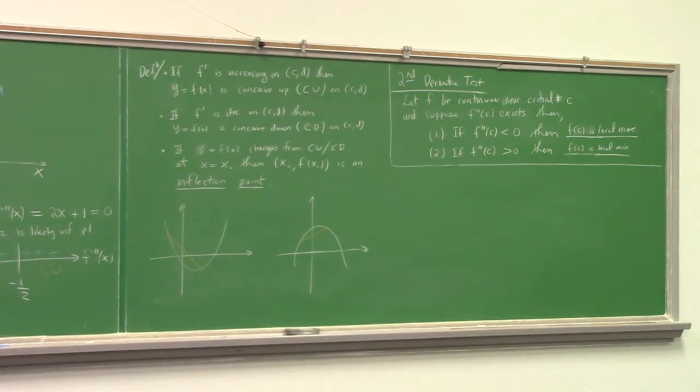But notice that the first derivative test is more powerful, in a sense. There's not a case 3. I don't say that an f prime of c equal to 0 says something. The fact of the matter is, if the second derivative is 0, the second derivative test doesn't tell us anything. All bets are off.